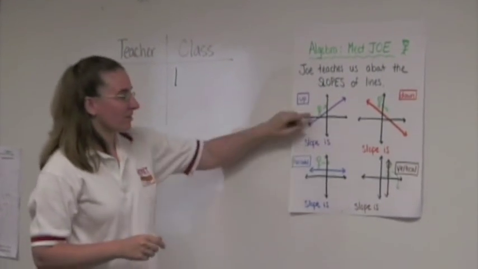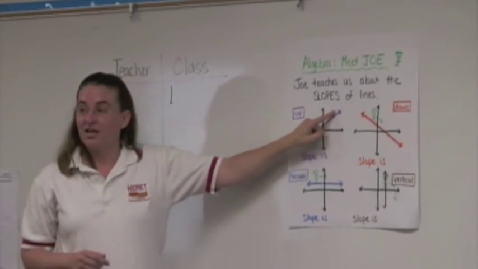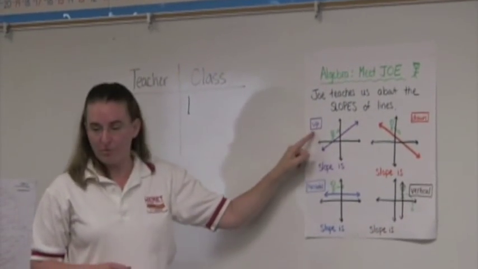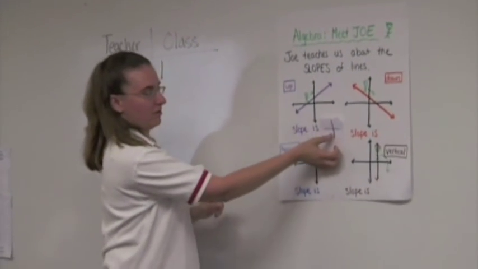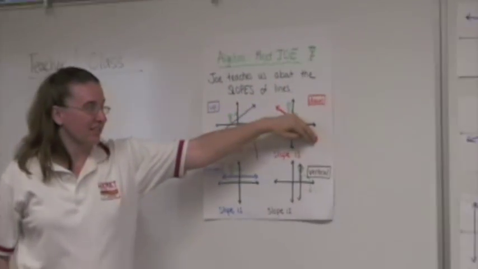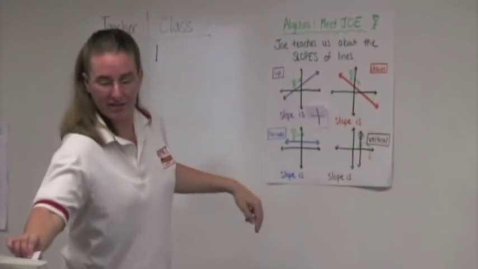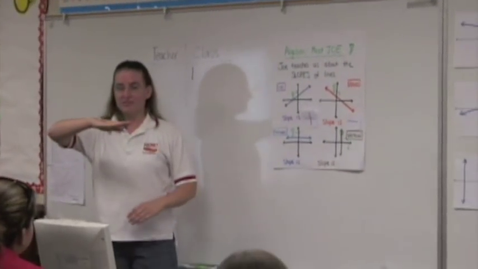So when Joe stands on this line and he walks to the right, he goes up. So my slope is positive. When Joe stands on this line and he walks to the right, he goes down, so our slope is negative.